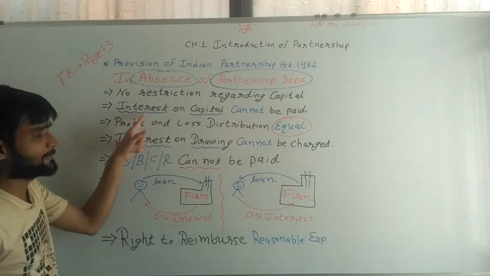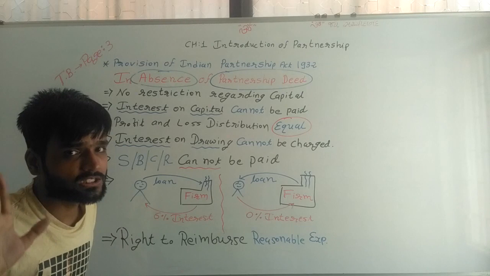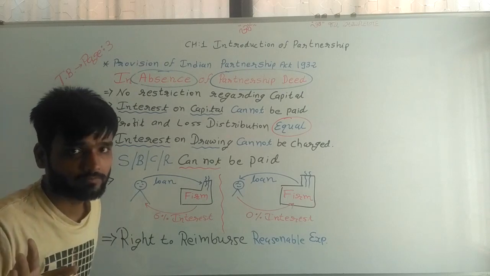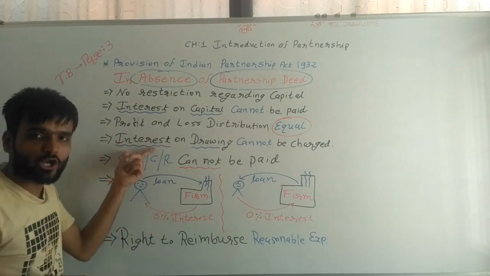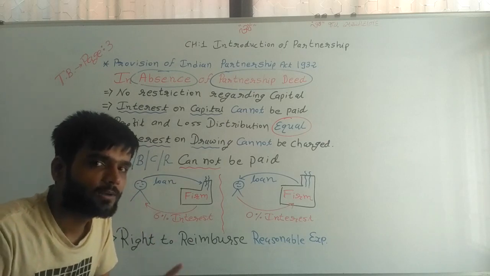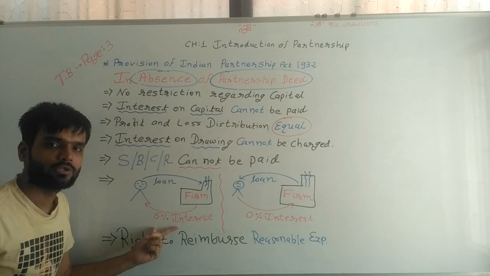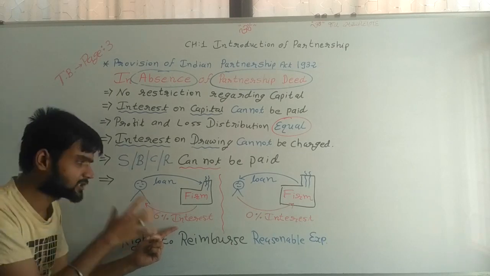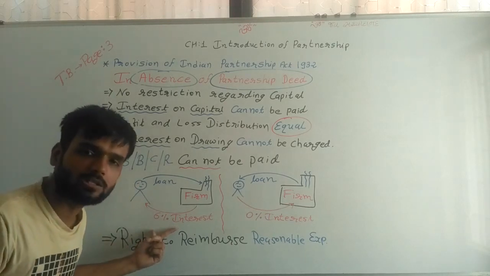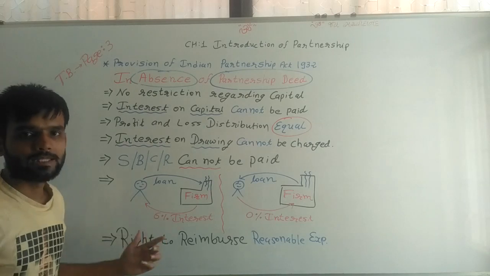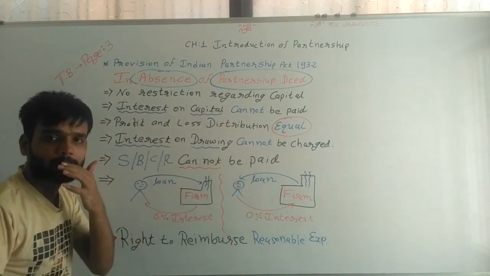Again, interest on capital cannot be received by the partner. Interest on drawing is not paid by the partner. But interest on loan, 6%, is received by the partner. Now a different situation.